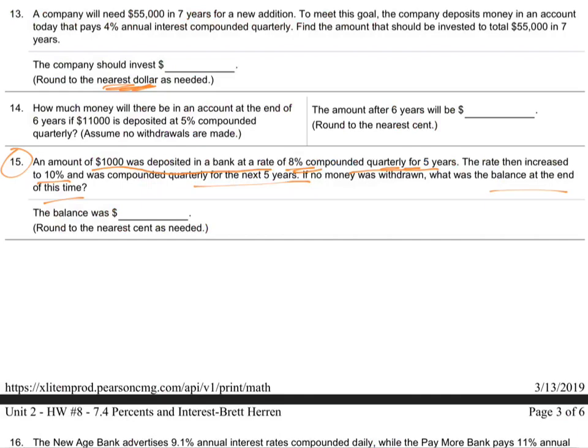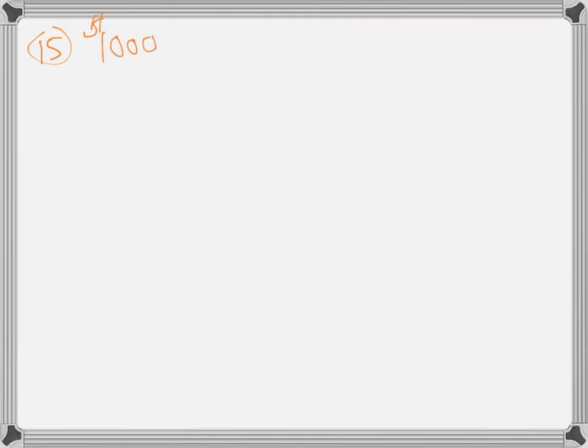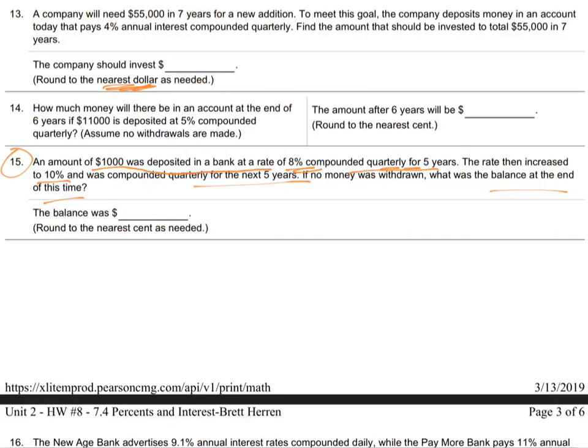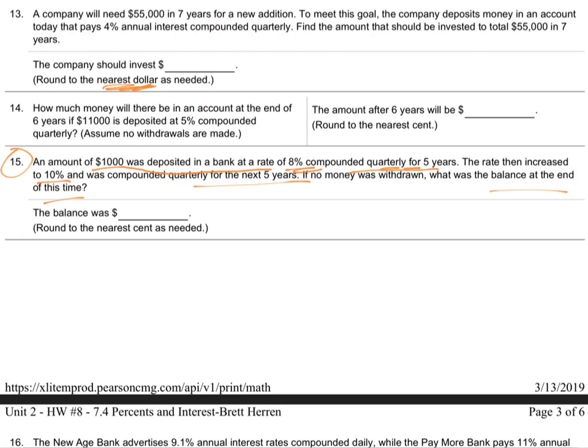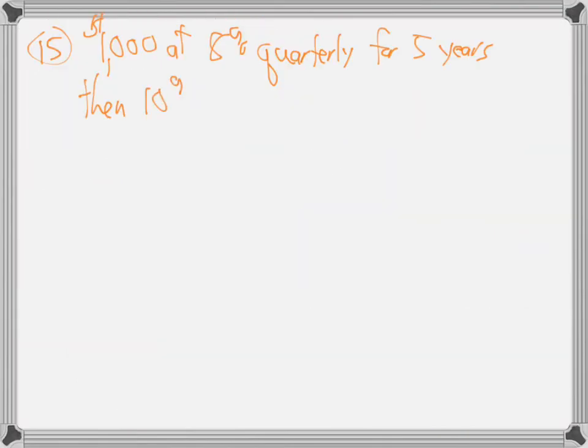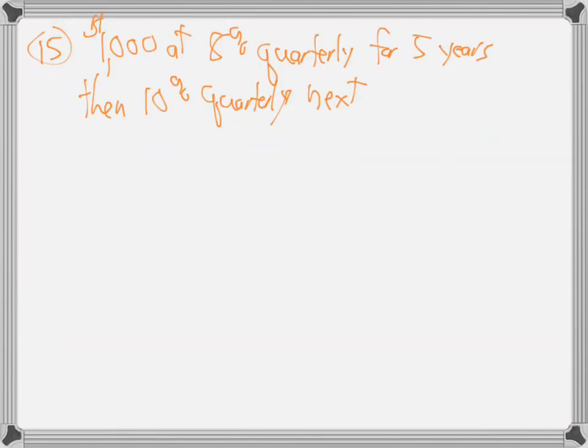Let me write that out for you. What they're saying on 15 is 1,000, 8%, 5 years. Oh, we're not going to have time for both. All right, let's do the first half of it at least. So $1,000 deposited in a bank at 8% quarterly for 5 years. Then at 10% quarterly for the next 5 years.